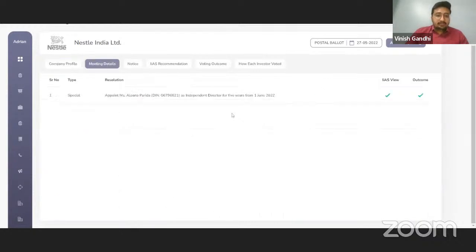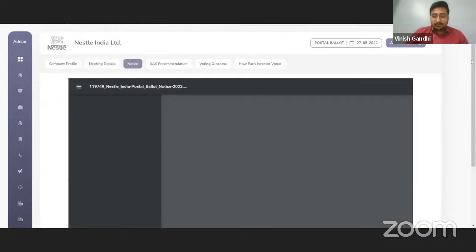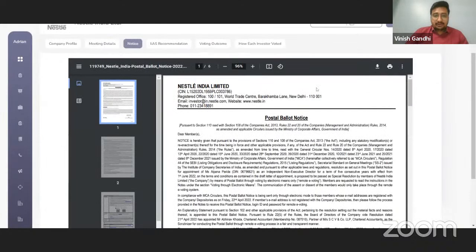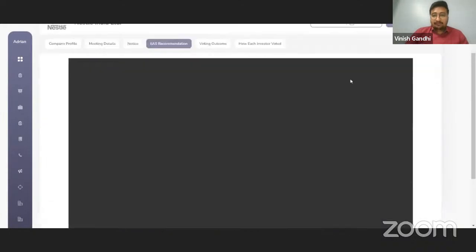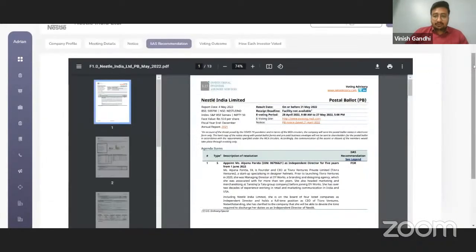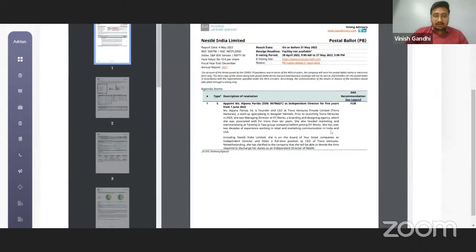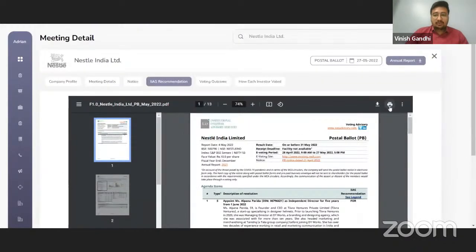Then the details of this particular meeting, that resolution, the type of resolution, what was the IiAS view, and what was the final voting outcome. We also have the notice over here, which is made downloadable and printable directly from here. Then we have the detailed recommendation report. Again, this is also made downloadable and printable.